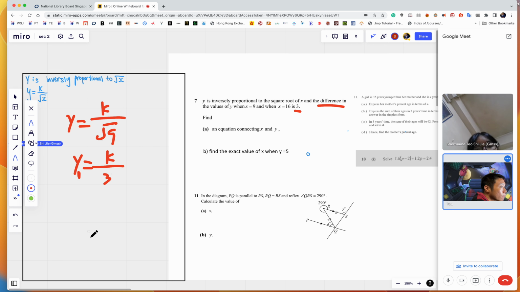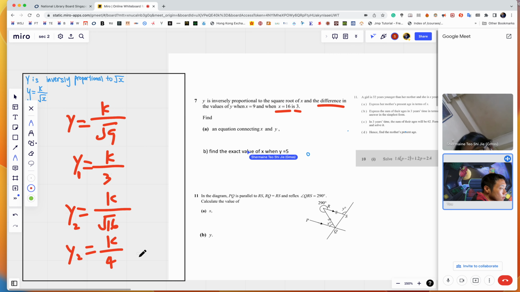So I call it y1. And then the next x is x equal to 16. So I continue. So can you give me the y2? Which is k over 4, right? Yeah. So they say the difference between y1 and y2 is 3. So you use y1 minus y2, which is k over 3.